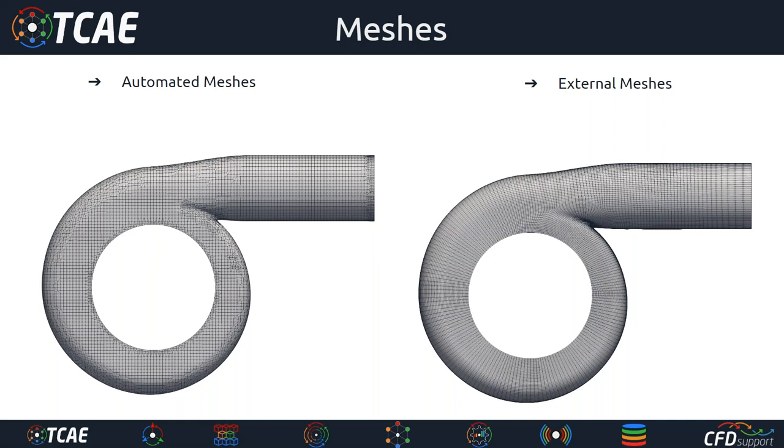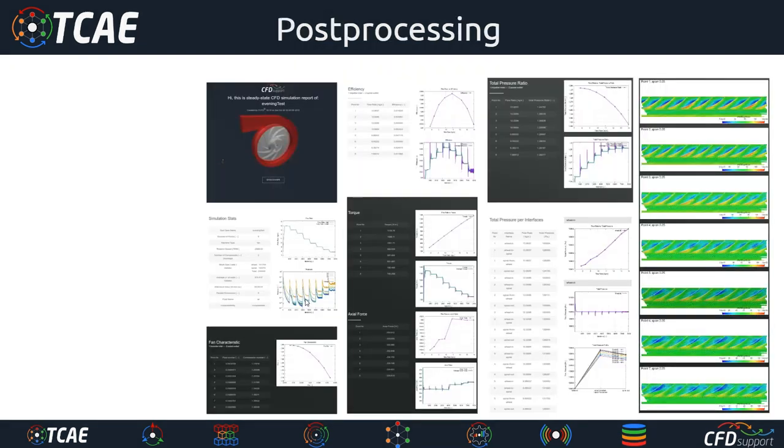And it has an automated meshing system based on the snappyHexMesh, but of course you can load external meshes from third party software. There are a lot of options how to do that, and it's always up to the user. It's very important again because meshing is critical in virtual prototyping.